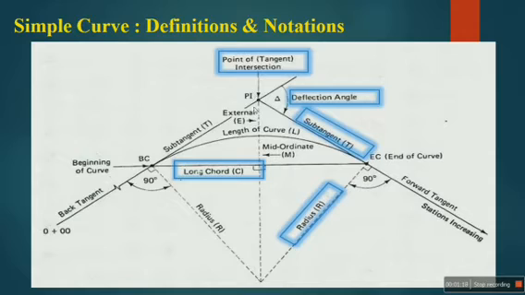Next, we discuss one more definition, that is point of intersection. Point of intersection means if the back tangent and forward tangent are extended, at some point these tangents will meet at one point. This point is called the point of intersection, or it is also called the vertex.